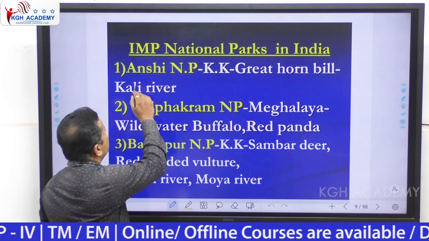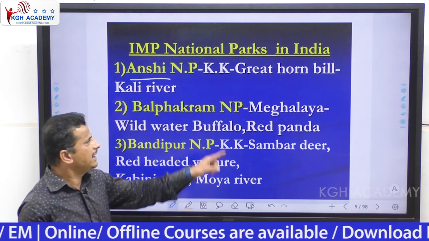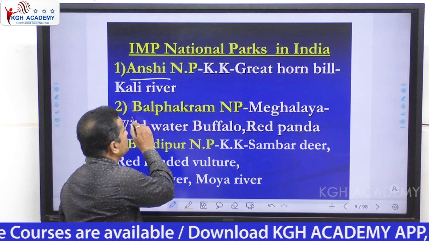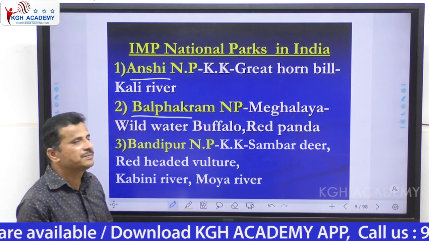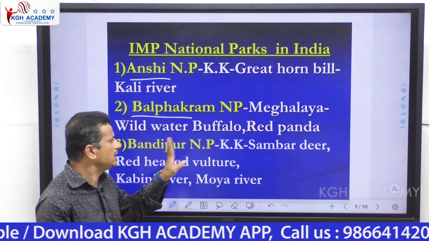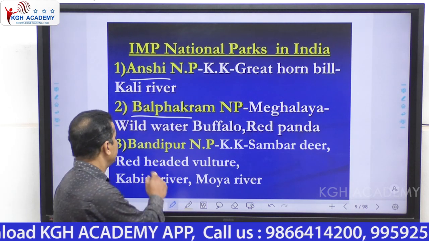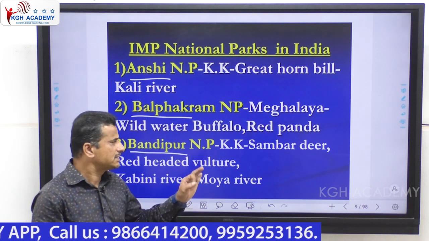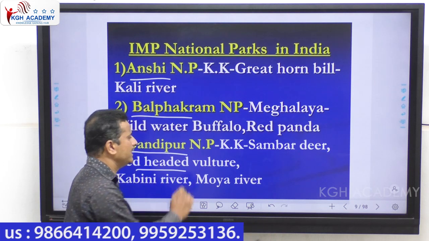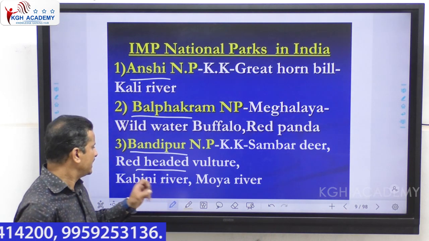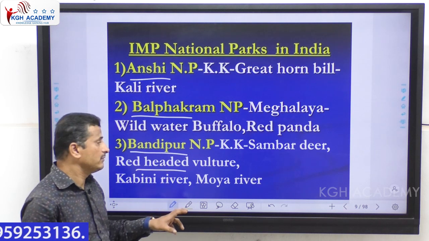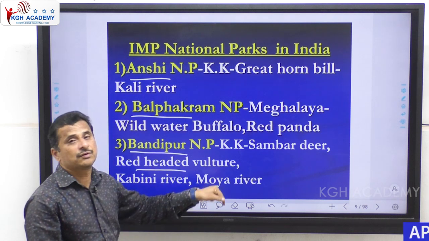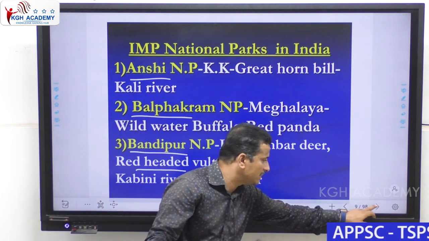In this, the first one is Anshi National Park, Karnataka. The main animal is the great hornbill, and the Kali River is present here. The second one is Balpakram National Park, Meghalaya, and its main animals are wild water buffalo and red panda. Next is Bandipur National Park, Karnataka. Its main animals are sambar deer and red-headed vulture. The Kabini River and Moyar River flow through this Bandipur National Park.